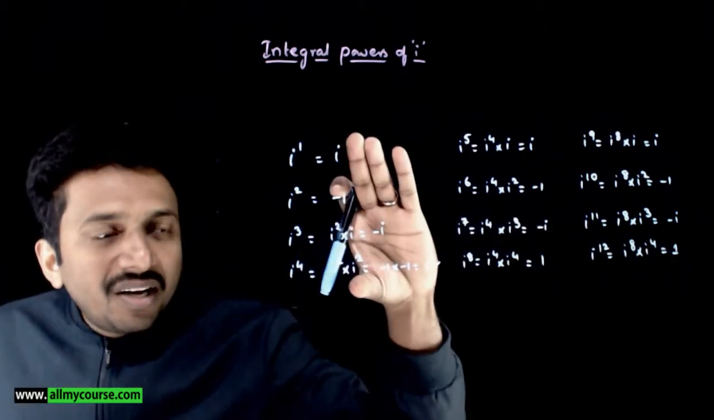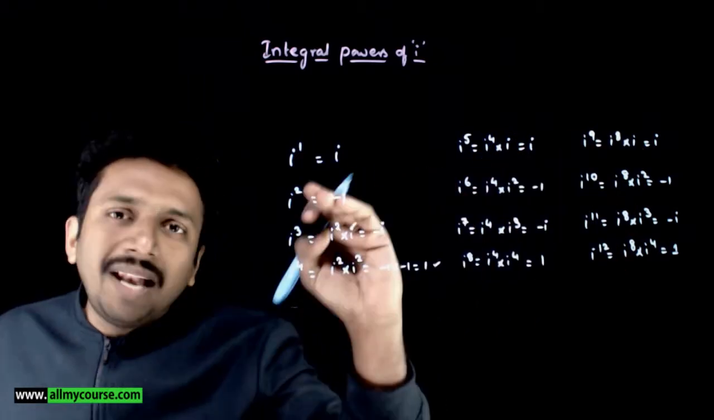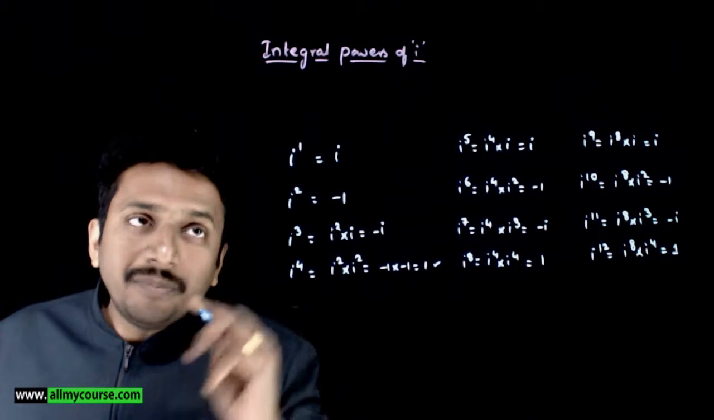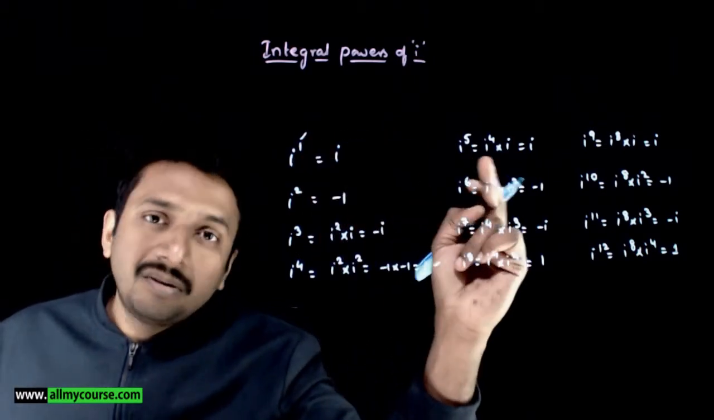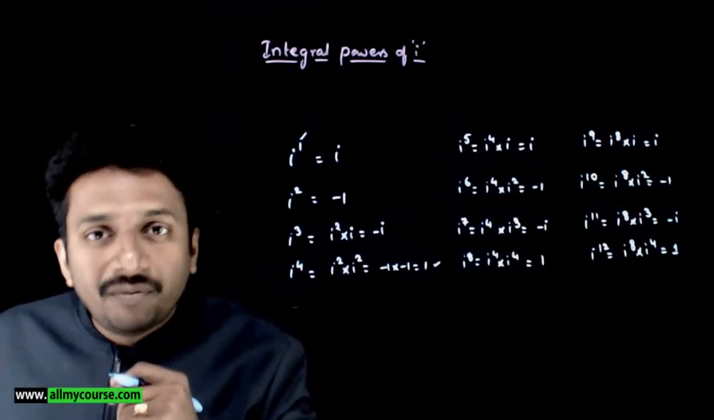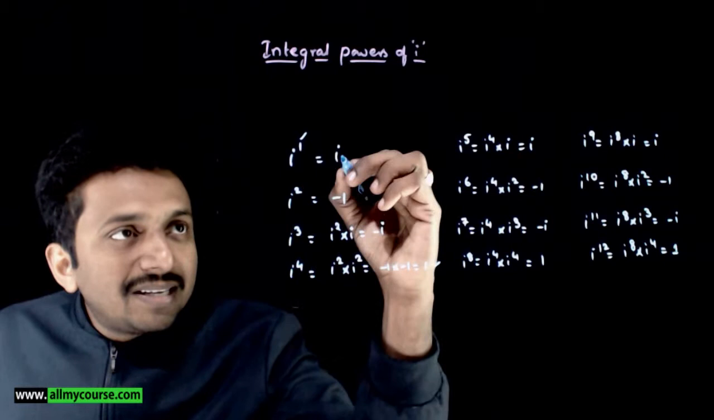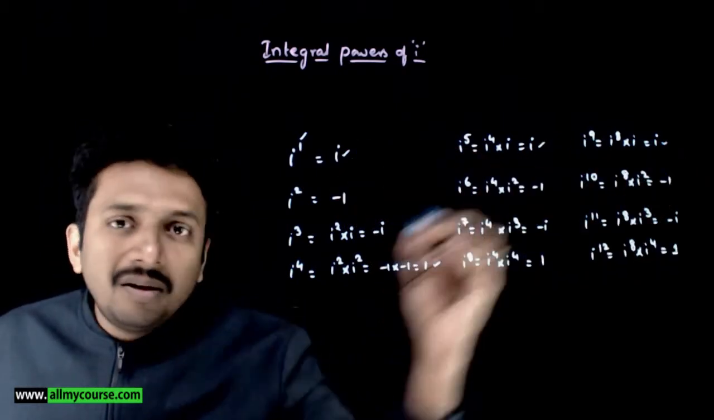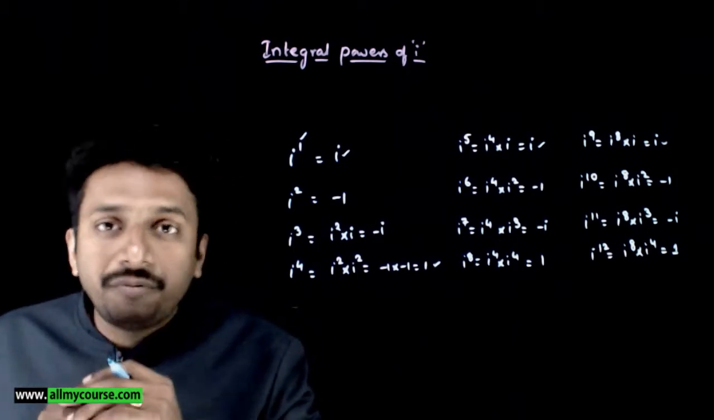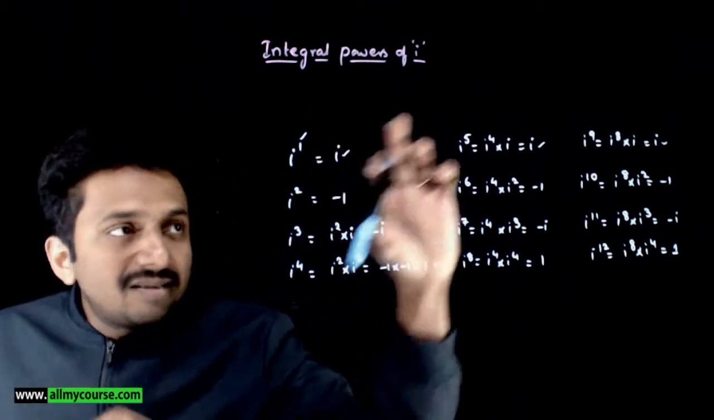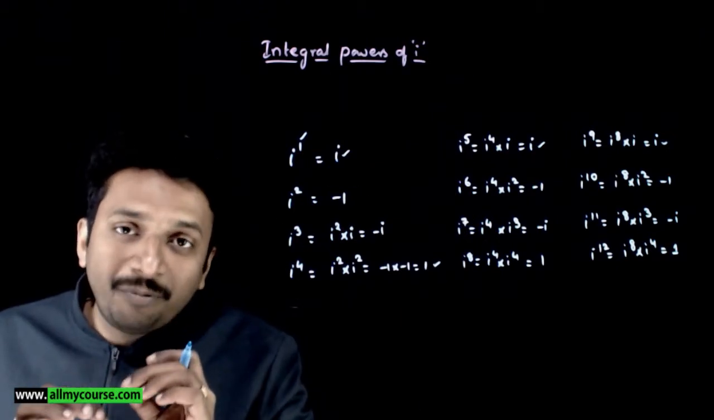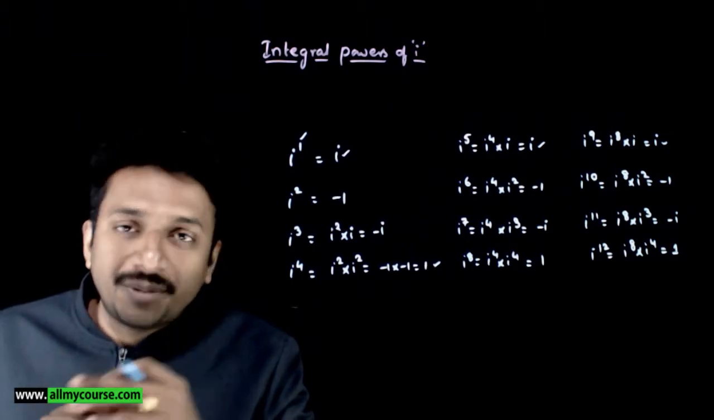So as you can see, after every 4 steps, the values repeat again. So corresponding to i power 1, you got i. If you increase the power by 4, again i power 5 is equal to i. If you increase the power by 4, again the value is i. That means you get the same answers for integral powers which differ by a multiple of 4. So this is the pattern which you need to observe. The value of the power of i repeats after 4 steps.